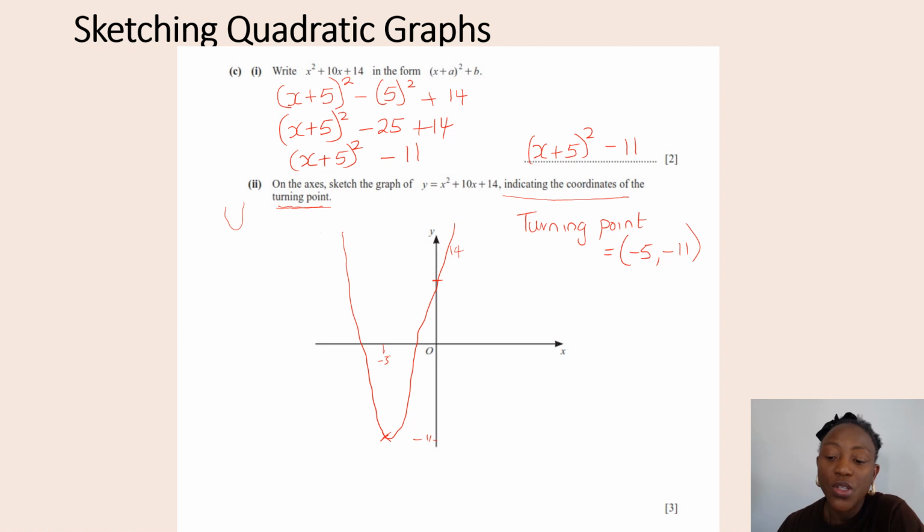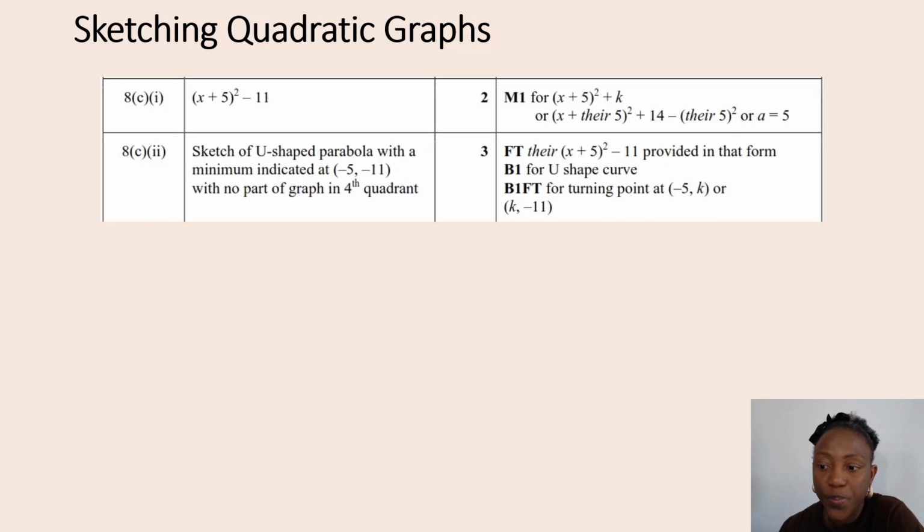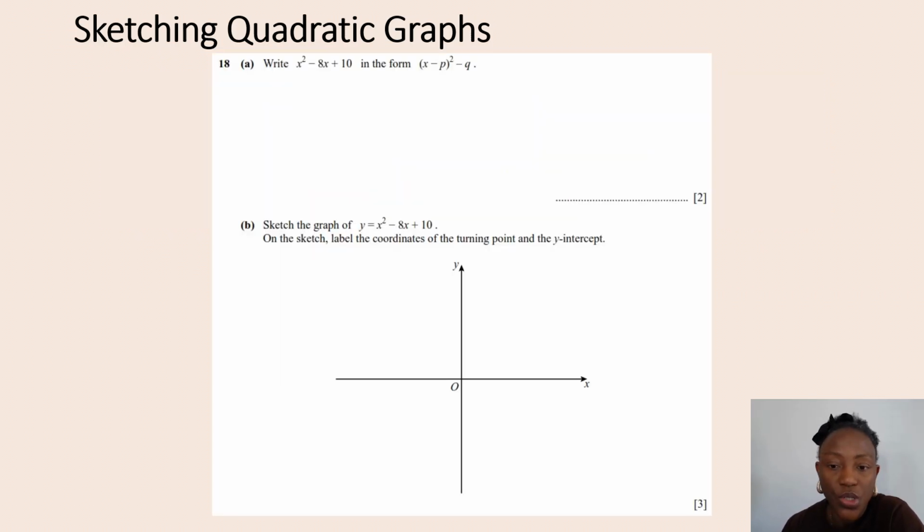Now let's move on to the next question. Before we move on, I'm going to show you the mark scheme for this question too, so you understand that we've done the right thing. Now, here's the mark scheme for that particular question. The most important thing is a sketch of a U-shaped parabola with a minimum indicated at minus 5, minus 11. All right? On to the next question.